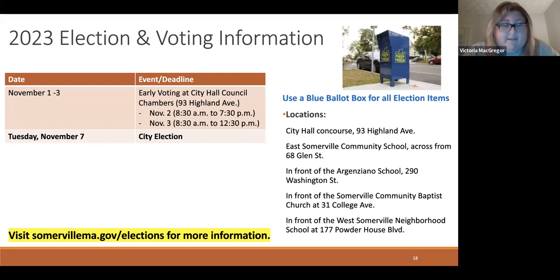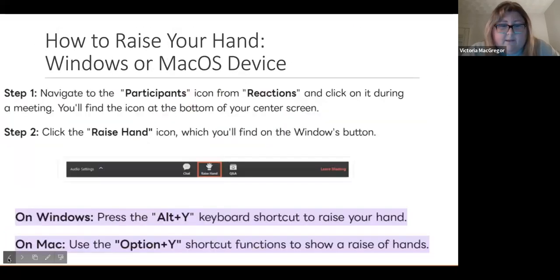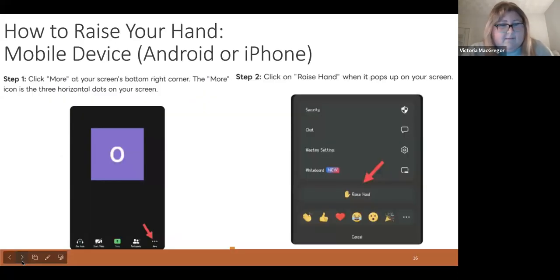So now for the raise hand function, you can do this from your Windows or Mac computer by going to the participants area and selecting reactions from that navigation bar. You can click the raise hand icon. Shortcut to do this is using the Alt-Y and Option Y keys. And next slide, please. Thank you.